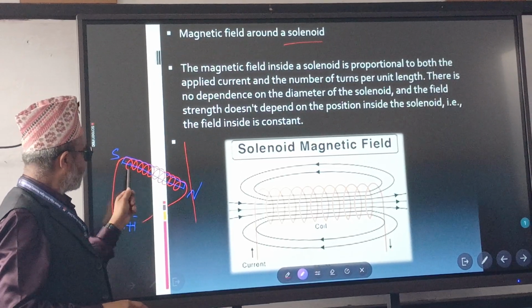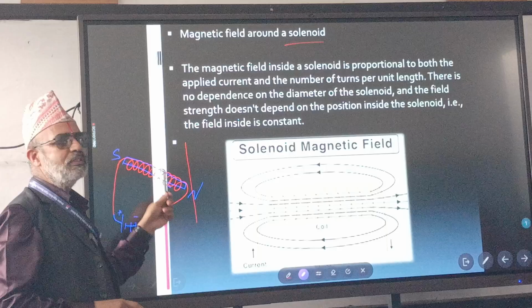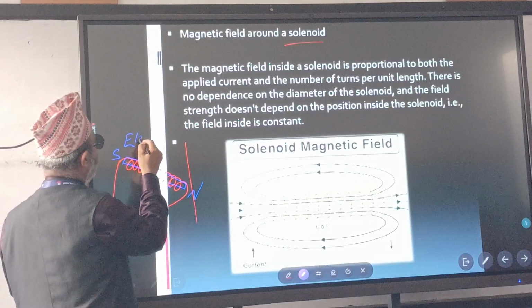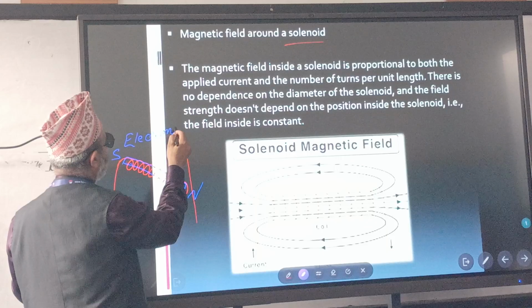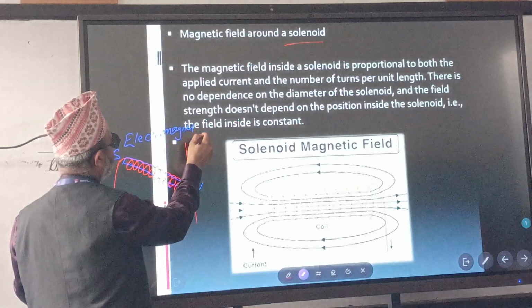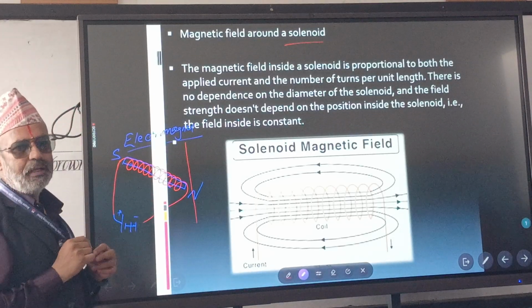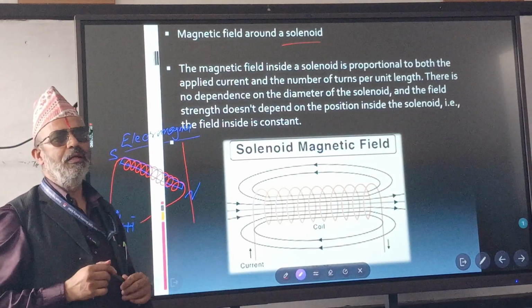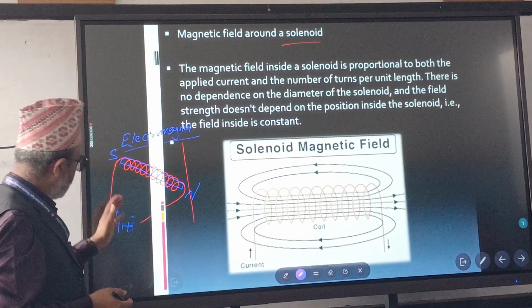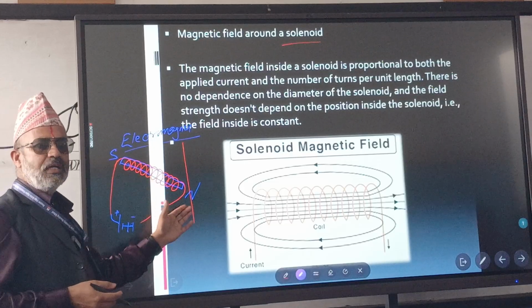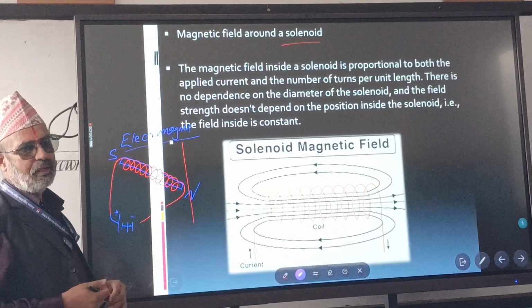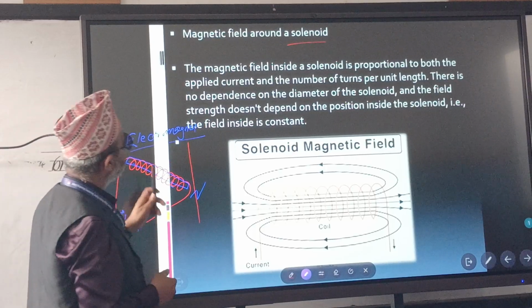The magnetic material which is kept inside it and which acts as a magnet is called an electromagnet. Is an electromagnet temporary or permanent? It is temporary. When electricity is supplied, then it acts as a magnet. When electricity is not supplied, it doesn't act as a magnet. Okay, this is the thing.